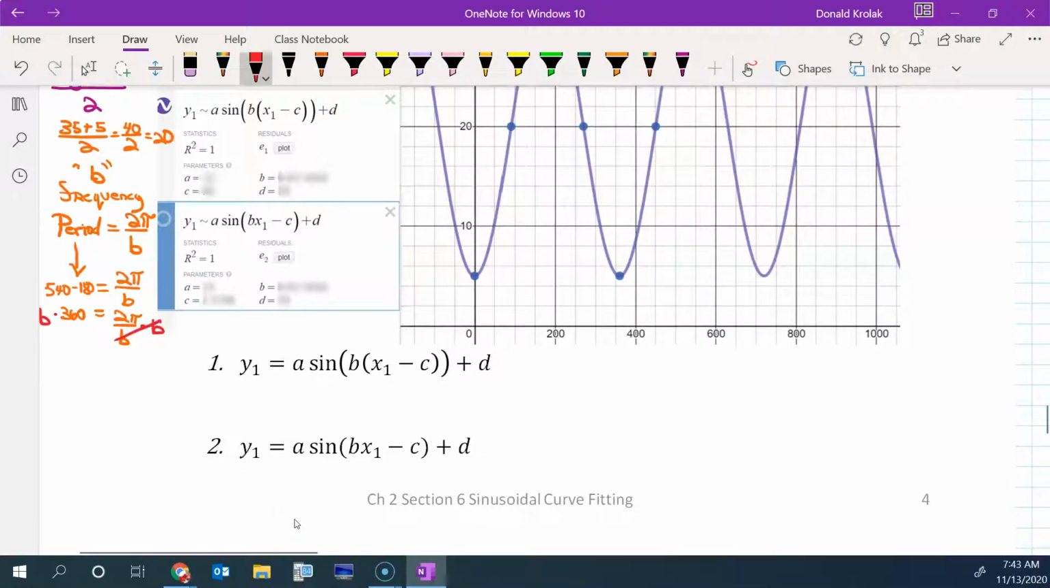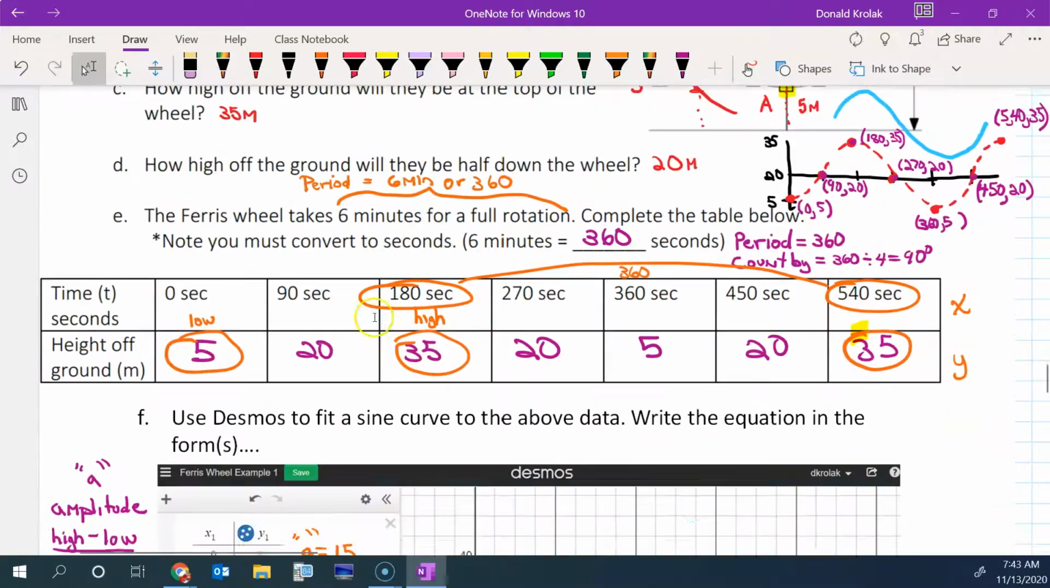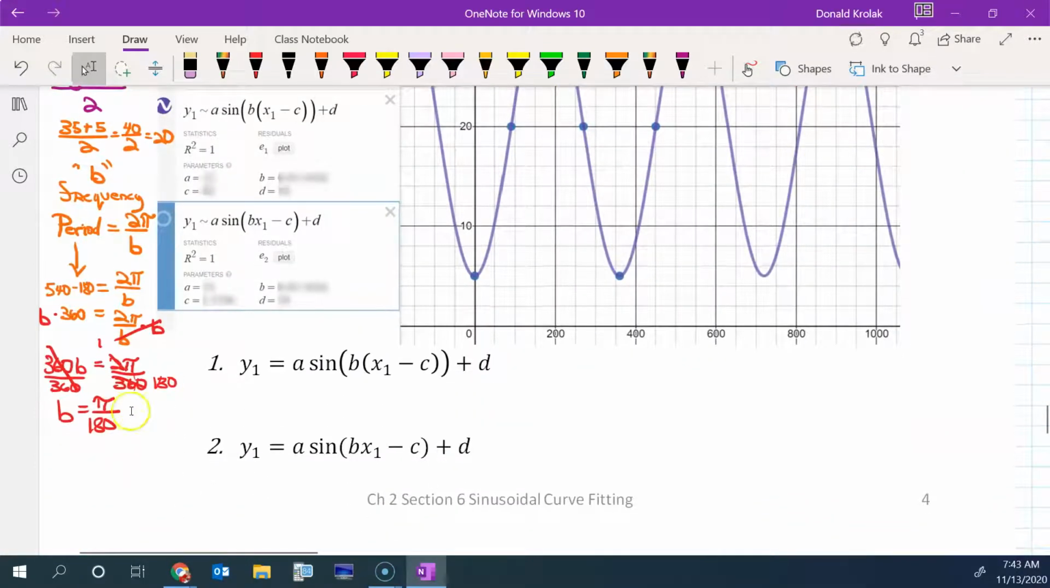These B's cancel, and I get 360 times B equals 2 pi. Now divide by 360. Right? And this is equal to 2 goes into 360, 180, pi divided by 180. So that's the frequency.